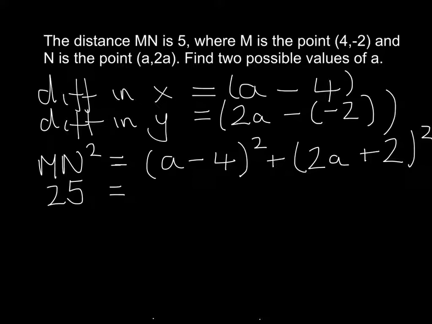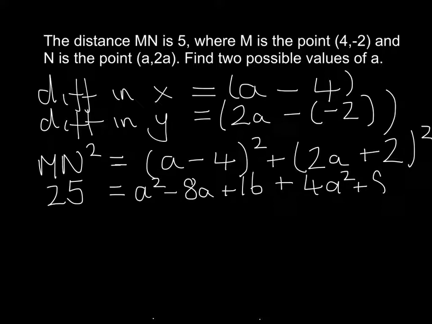If I multiply out these brackets, expand them out, I get a squared minus 8a plus 16 for the first bracket, and then multiplying out the second bracket, I get 4a squared plus 8a plus 4. If you can't remember how to expand brackets out, ask me and I'll show you how.